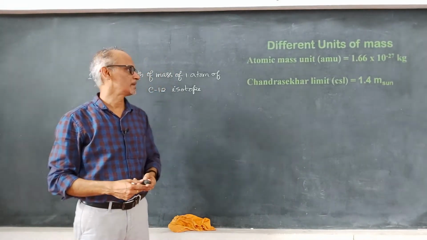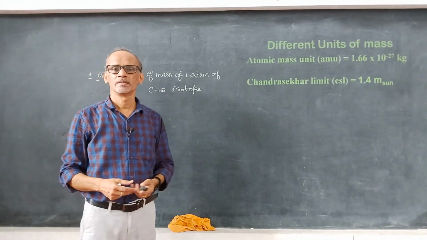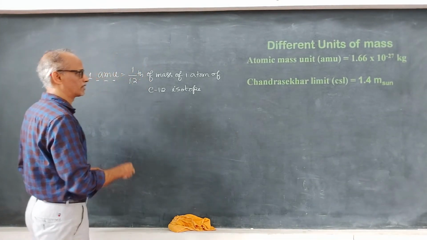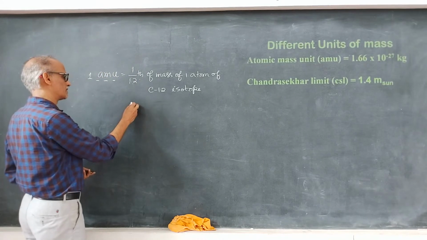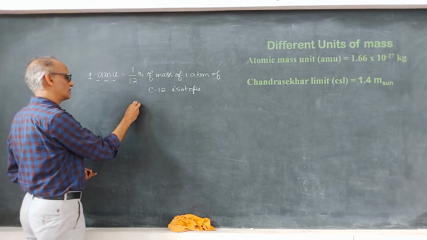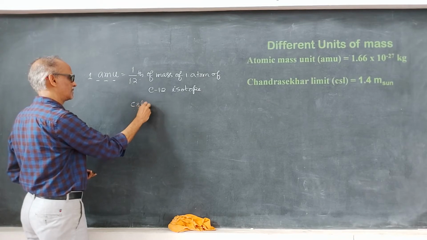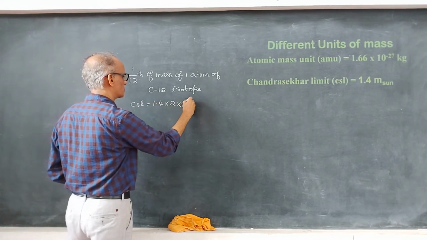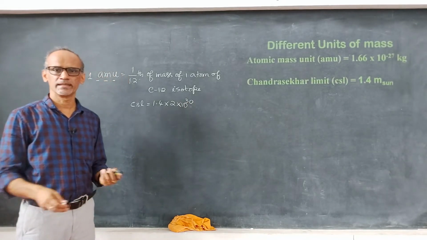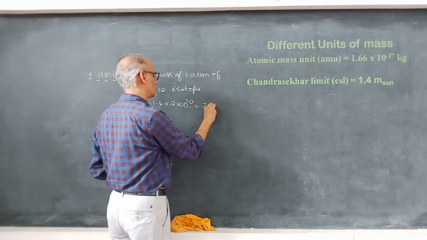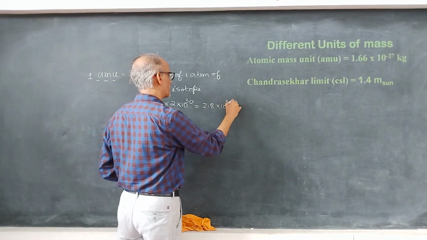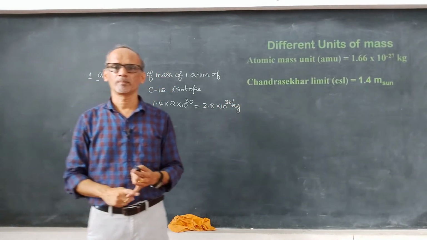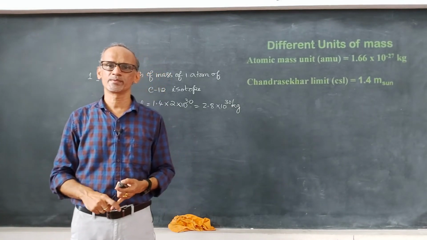The largest unit of mass used is called the Chandrasekhar limit, in short form we write CSL, which is 1.4 times the mass of the sun. Now, 1 Chandrasekhar limit, 1 CSL is equal to 1.4 times the mass of the sun, which is 2 into 10 to the power 30 kg nearly. So, when you multiply you will get 2.8 into 10 to the power 30 kg. So, the smallest unit of mass is the atomic mass unit.